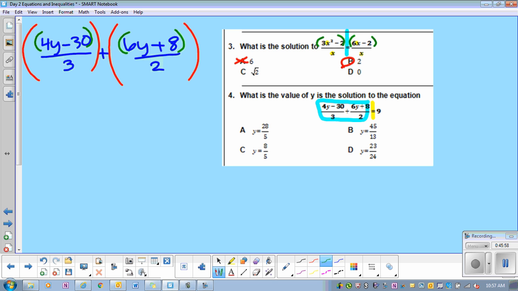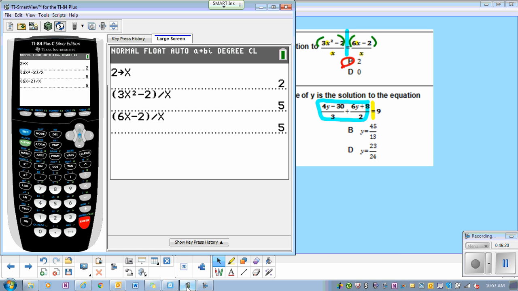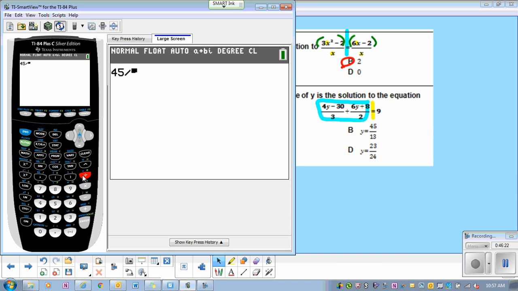But you can still store it the same way. Alright? So if we want to store, which one? A, B, C, or D? Which one do you want to store? B. Alright, so B is 45 over 13. So 45 divided by 13. Let's store that for X. Oops. Keep pushing that, don't I? Store for X. Okay?